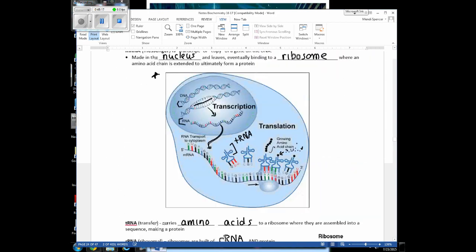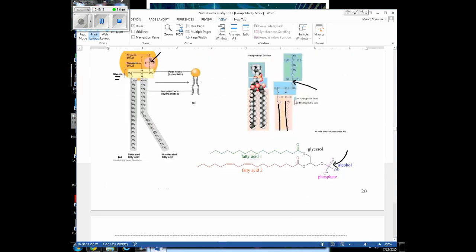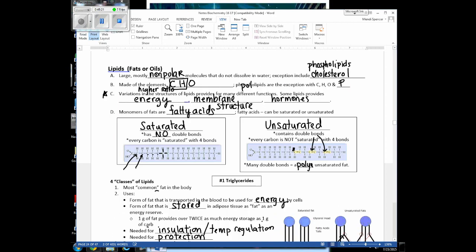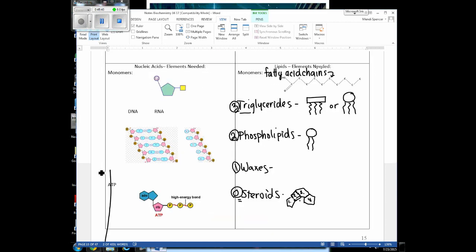We need to go back real quick, before I forget, to that page where we have the different structures. Again, we need carbon, hydrogen, oxygen, phosphorus, and nitrogen to make those nucleotides. And those nucleotides are the monomers. You should be able to recognize the 3 parts. There's that phosphate group. We have the sugar. And we have a base.